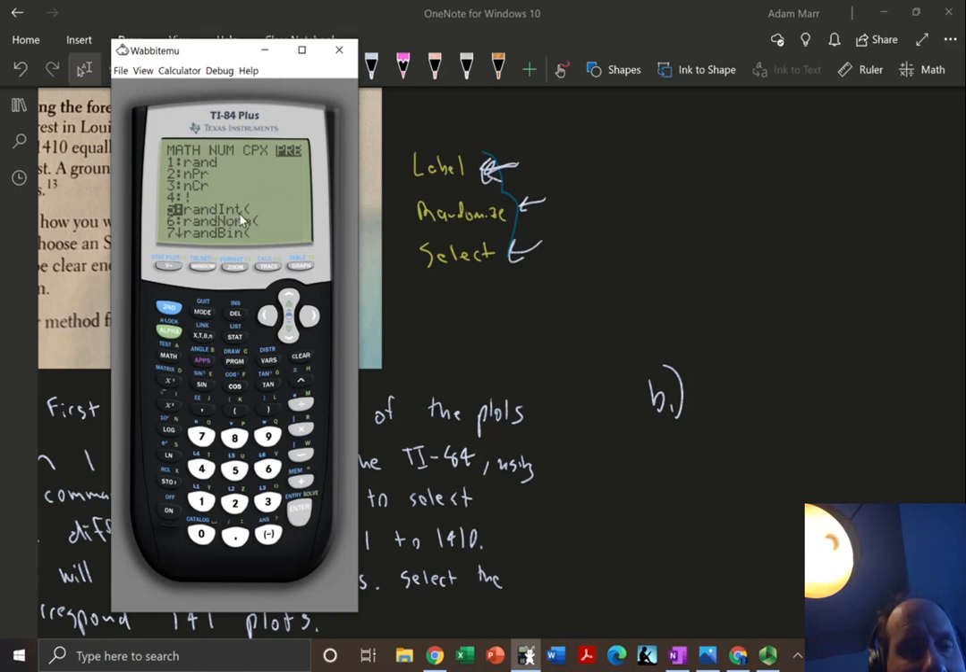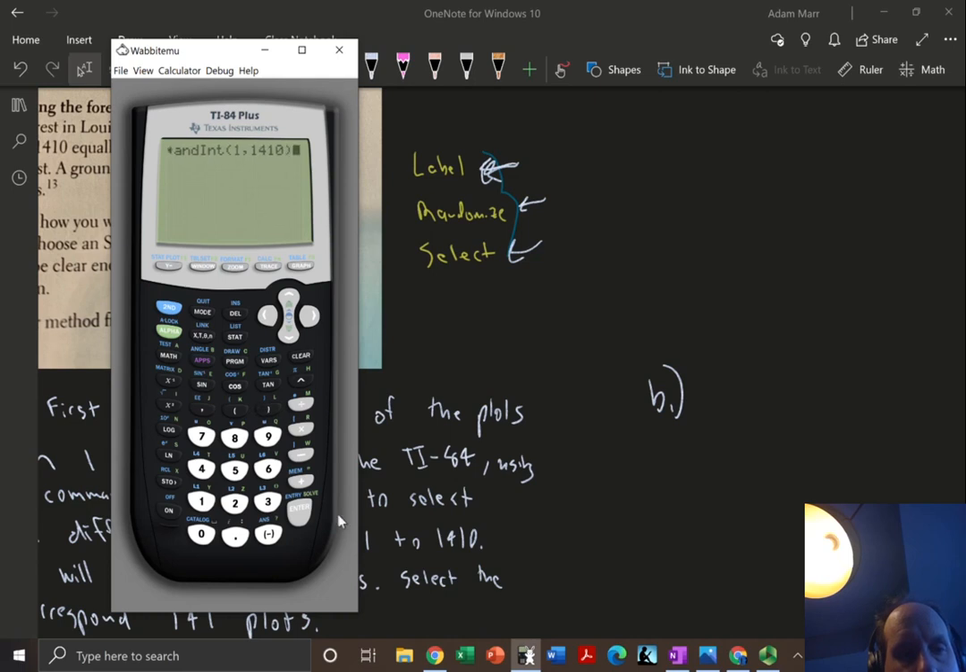RandInt is what we're using. So once again, just to show you what I did, I press math, and then I go all the way right to probability. You can just go to the left. It's PRB, and there it is, randInt. Okay, and again, we're just going from 1 to 1410.